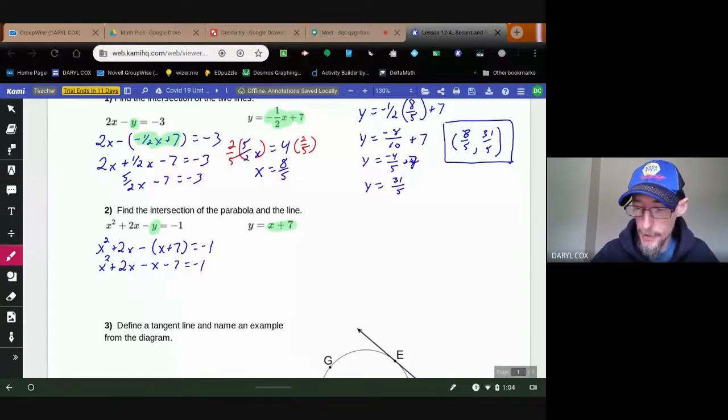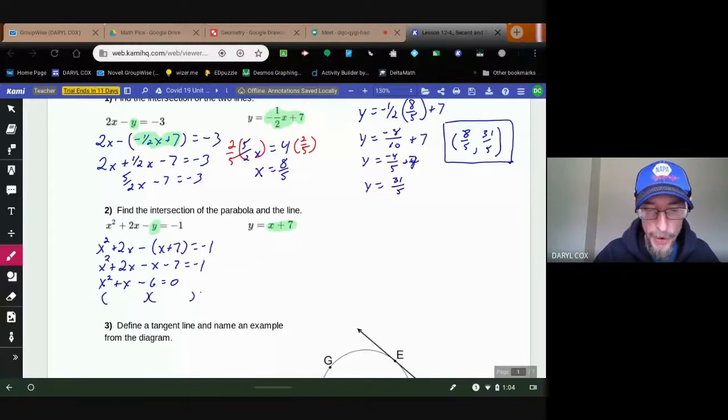In fact, since I have this squared, that tells me immediately I need to get things equal to 0 and factor. That's how we solve these quadratics, okay? So I'm going to combine what I can and get things over to one side. So x squared is by itself. 2x minus x is positive 1x. And moving the -1 over, I'm going to add 1 to both sides. So that's -6.